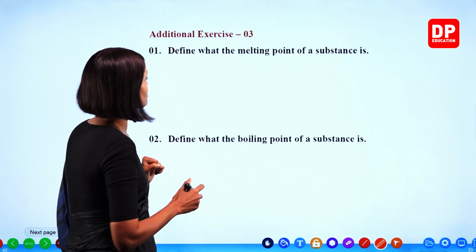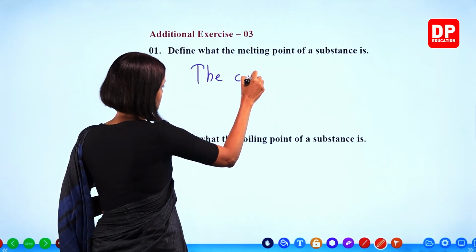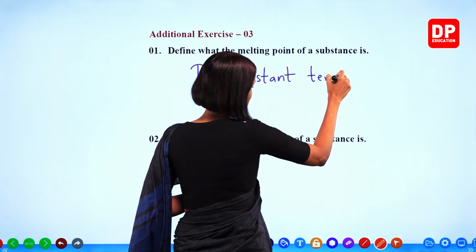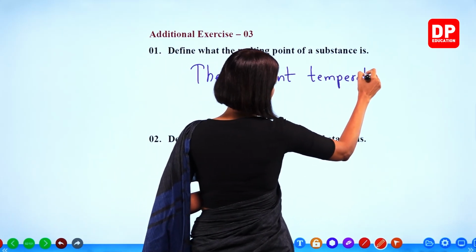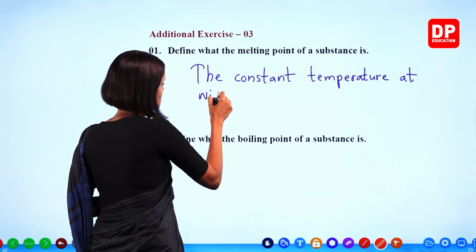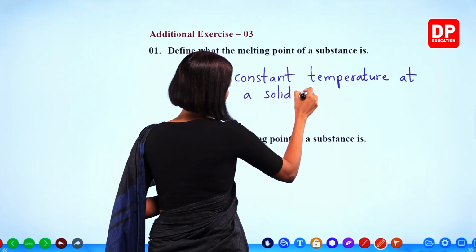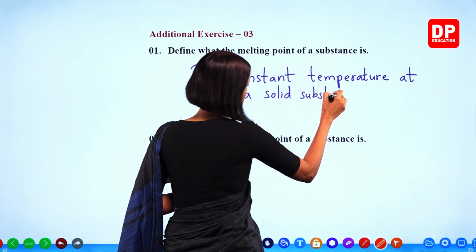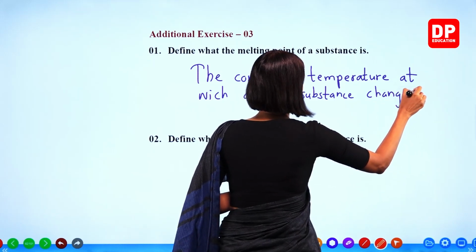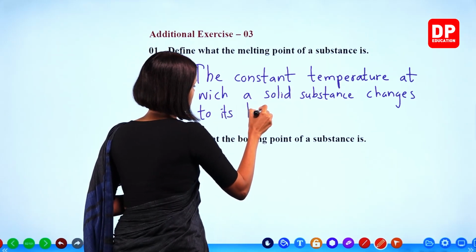Define what the melting point of a substance is. The constant temperature at which a solid substance changes to its liquid.